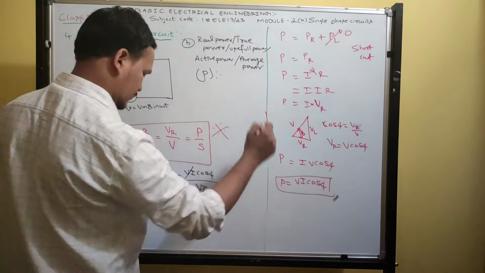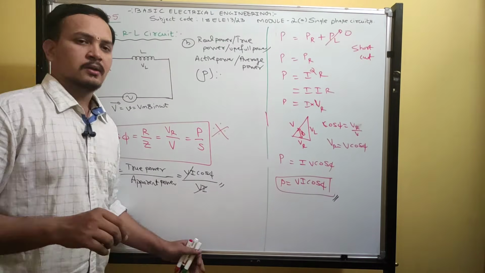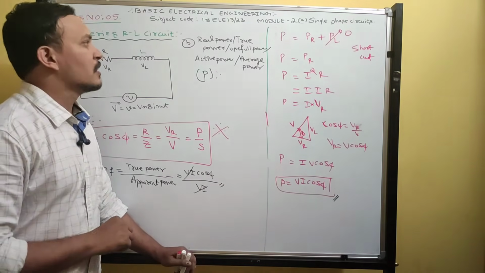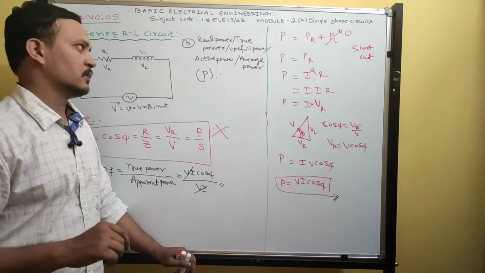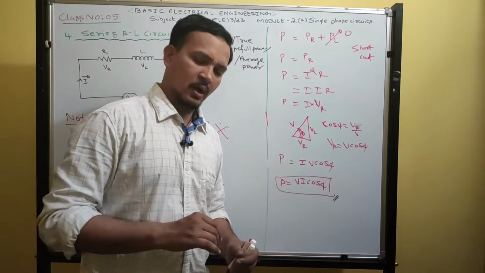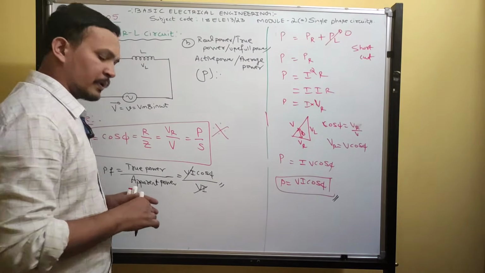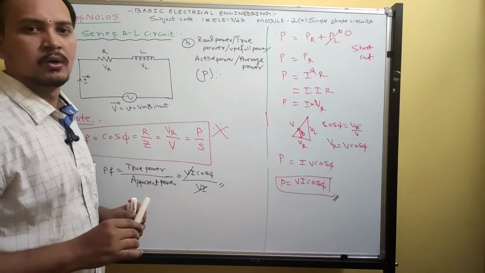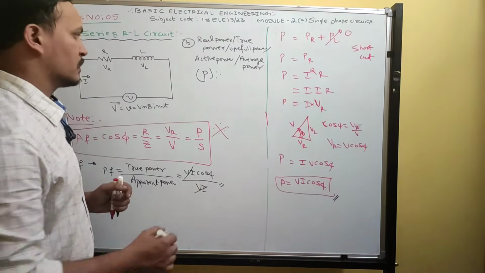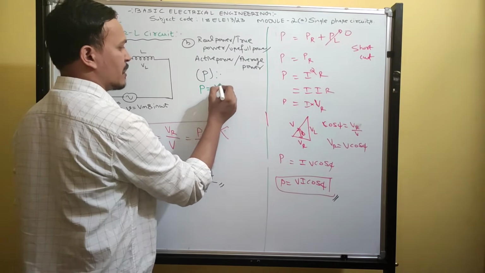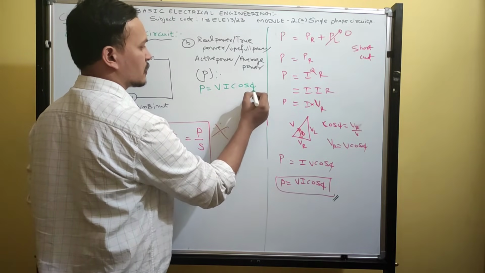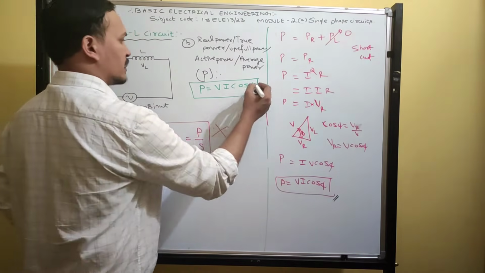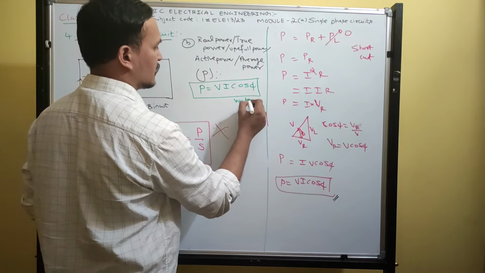Okay, so write the definition. The real component of apparent power is called active power, or true power, and is given by power is equal to VI cos phi. What is the unit of this power? Watts. The SI unit is watts.